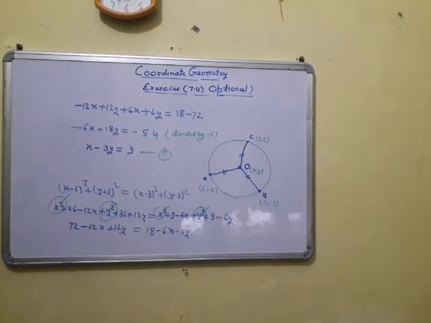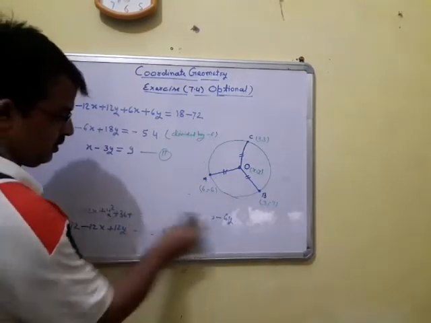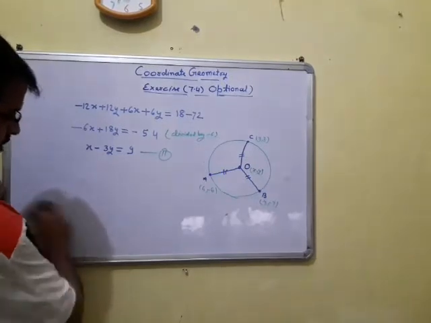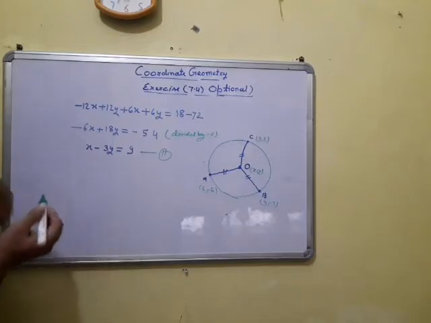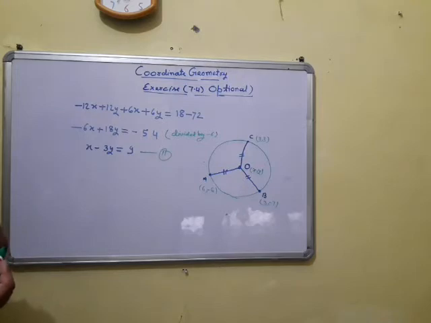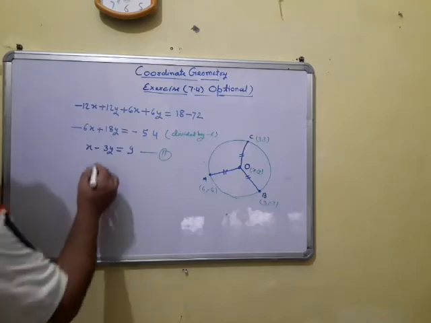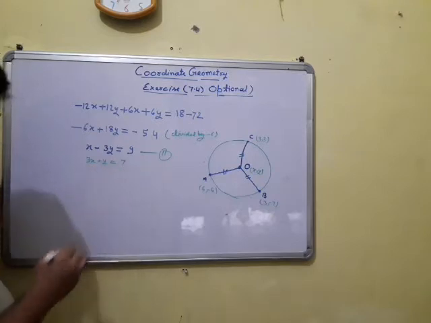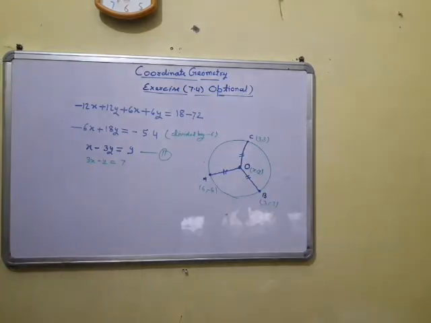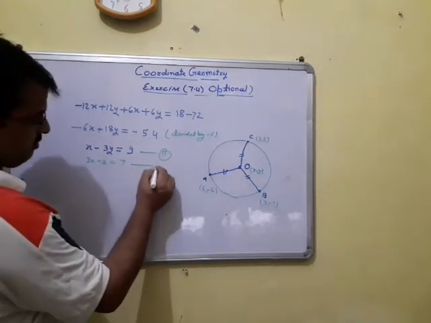Now look here, next step. First we write the equation first, which we found: 3x plus y is equal to 7. 3x plus y is equal to 7. This one is equation first.